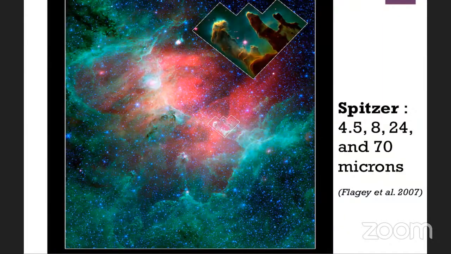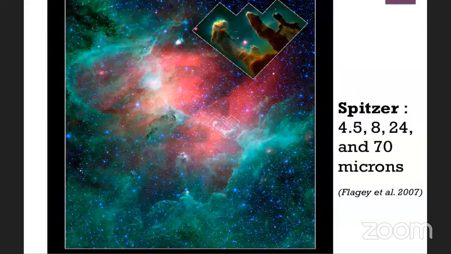So Spitzer has much bigger fields of view, and so it can cover a lot of ground pretty quickly. A single Spitzer field of view is 5 arc minutes on a side, and so it can tile a pretty large region pretty efficiently, much more efficiently than Hubble can. So there's that Hubble footprint, and there's the Spitzer observations of the larger complex. This image is 4.5, 8, 24, and 70 microns in the CMYK planes.